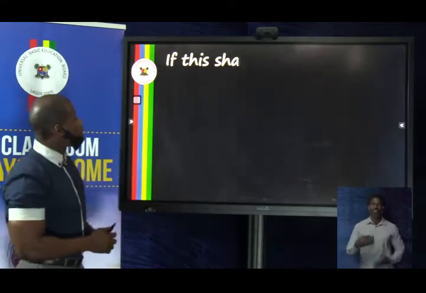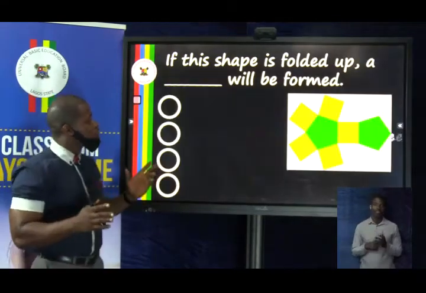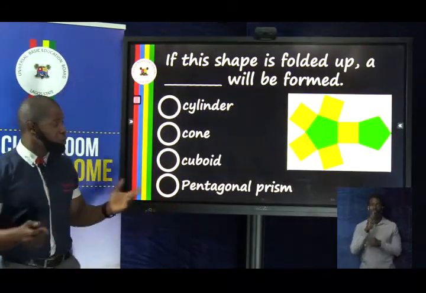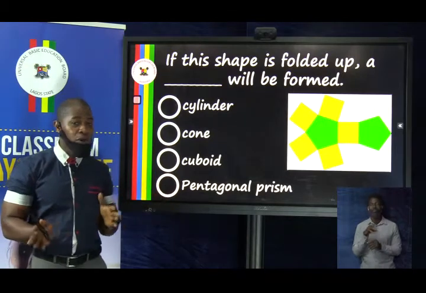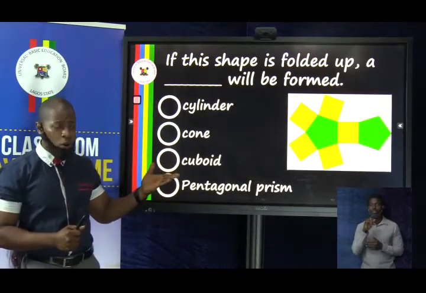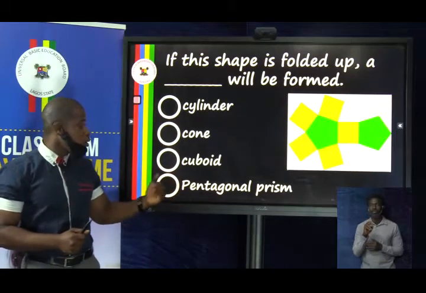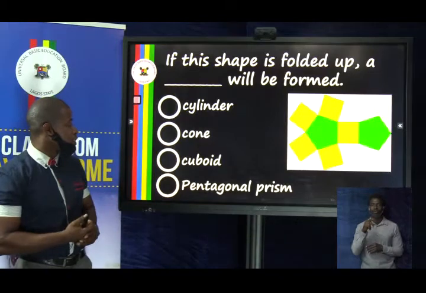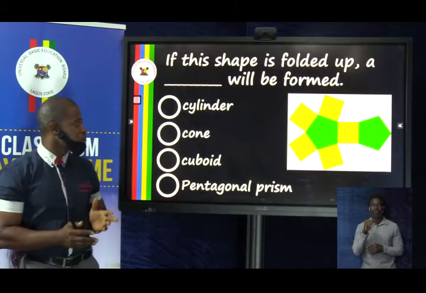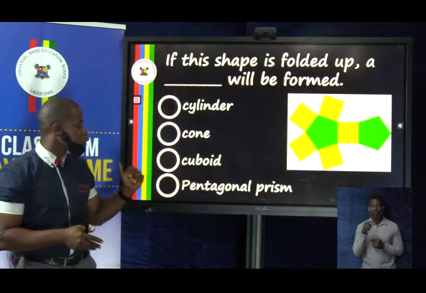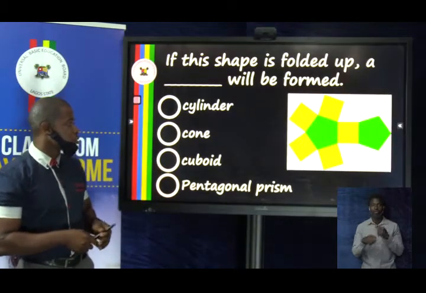The next question says, if this shape is folded up, what will be formed? Now what you need to do is just to identify the top and the bottom. So what shape will be formed? Is it a cylinder, or a cone, or a cuboid, or a pentagonal prism? Well, at least you know it's going to be some sort of prism. But what type of prism is it? Is it going to be a cylinder, a cuboid, or pentagonal prism?